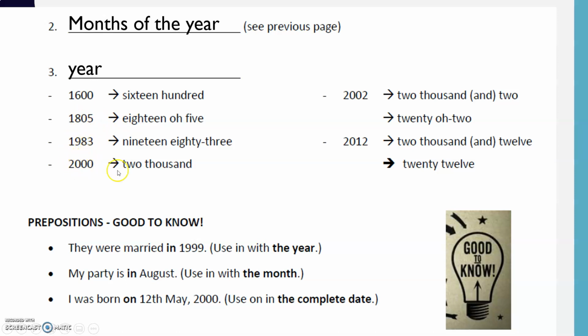1983, 2000. But then, for instance, you could say 2002 or 2002. And the O again, 2002.